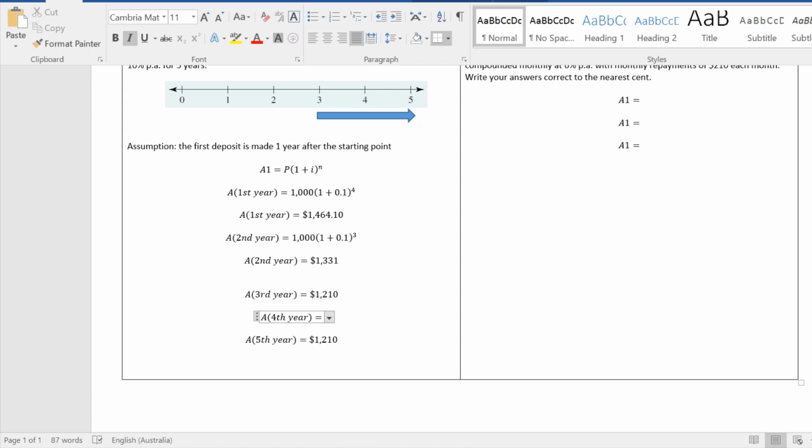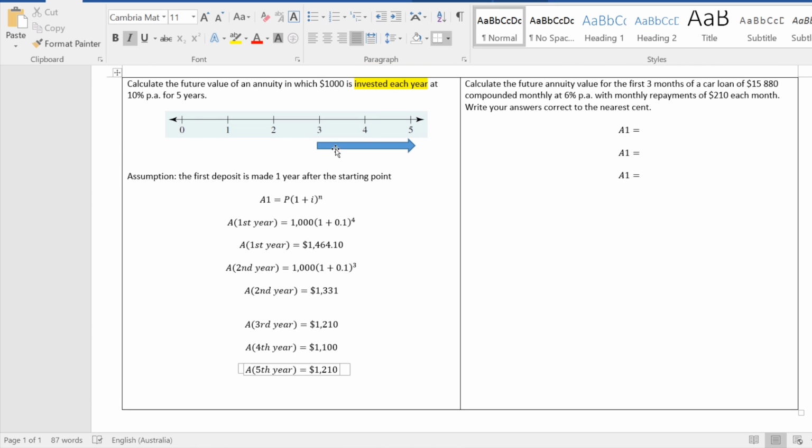$1,000, don't know why I need a calculator for that. $1,100 for the 4th year. Now, obviously that's when you have just 1 year. When we get to the end, that is the 5th year deposit, we are just putting $1,000 in there. It's not earning any interest. Now, that would mean it's to the power of 0. 1,000 times 1 is just 1,000. Or, as we said earlier, just $1,000.